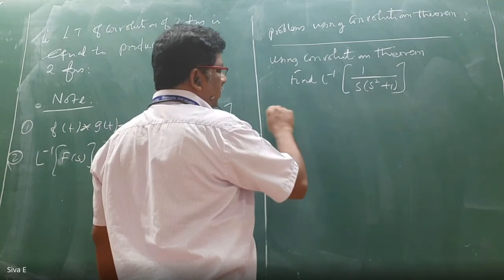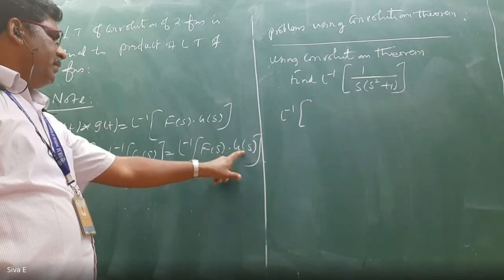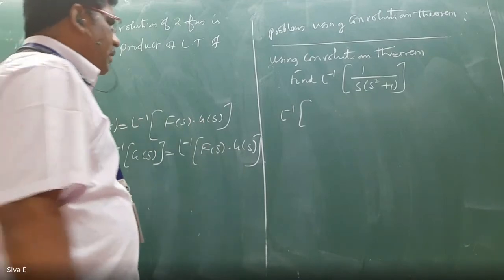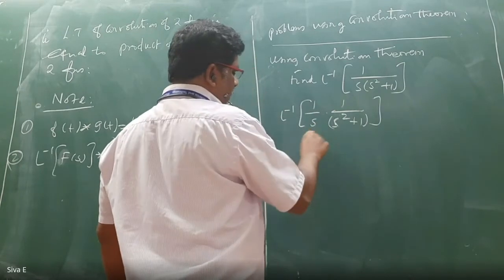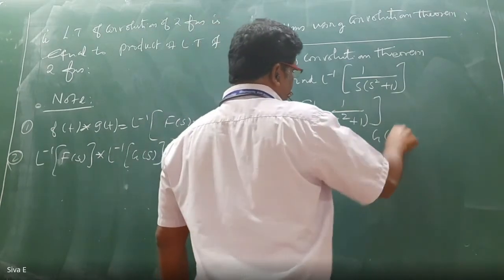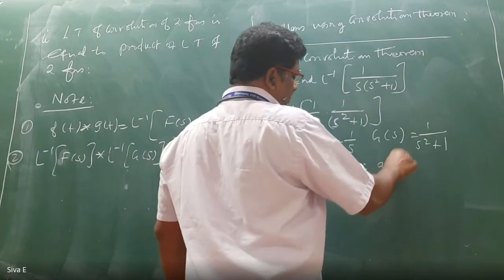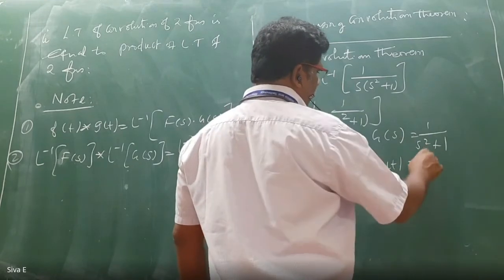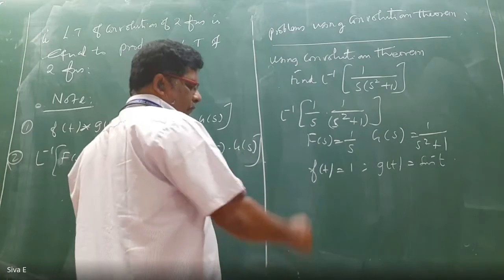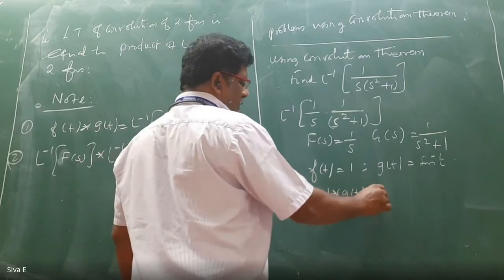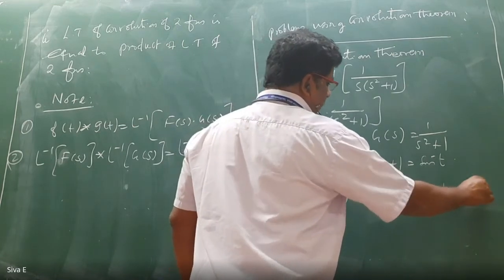So how to find this? L inverse of f of s g of s equal to f of t star g of t. Here we can write 1 by s into 1 by s square plus 1, where f of s equal to 1 by s, g of s equal to 1 by s square plus 1. Therefore, f of t equal to 1, g of t equal to sine t. So f of t star g of t equal to integral over 0 to t f of u g of t minus u du.